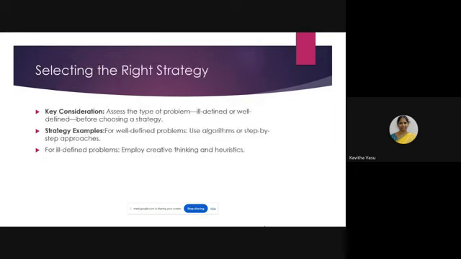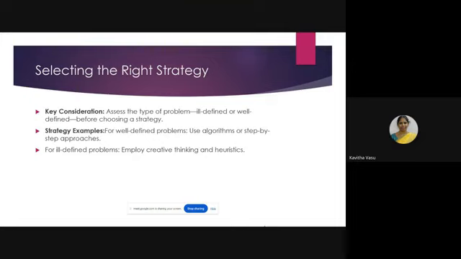This is the importance. The next one is selecting the right strategy. The main purpose is to provide guidance on how to choose the appropriate problem solving strategy. Assessing the problem means before selecting a strategy, it's important to determine whether the problem is ill-defined or well-defined. We have to think.